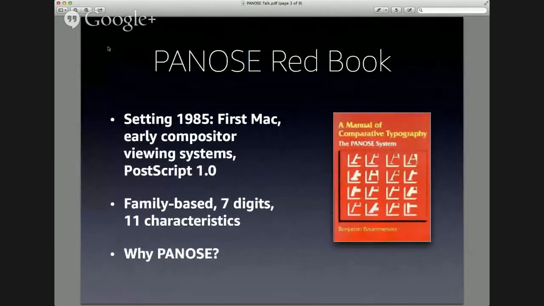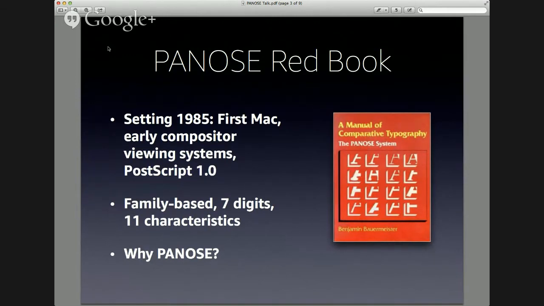Oh, and why PANOSE? At that point, Pantone was already out for matching colors, and I thought, I could ride on their coattails and do a little brand infringement, and maybe that would make them want to buy my system. But that didn't turn out.